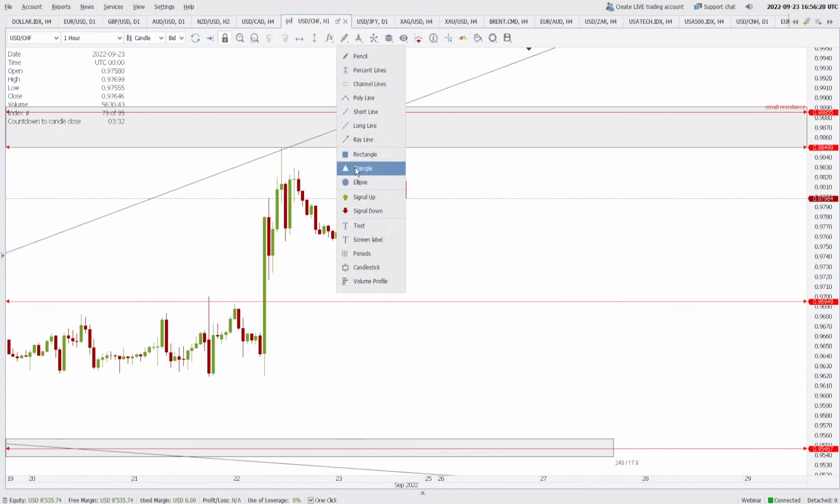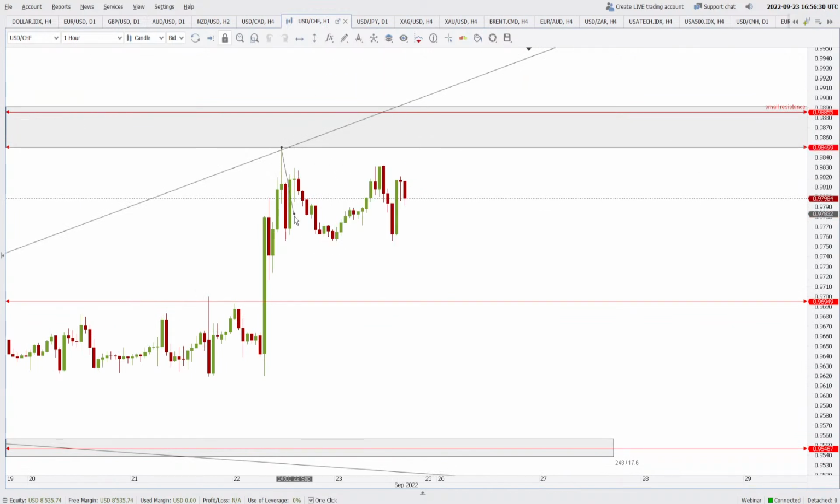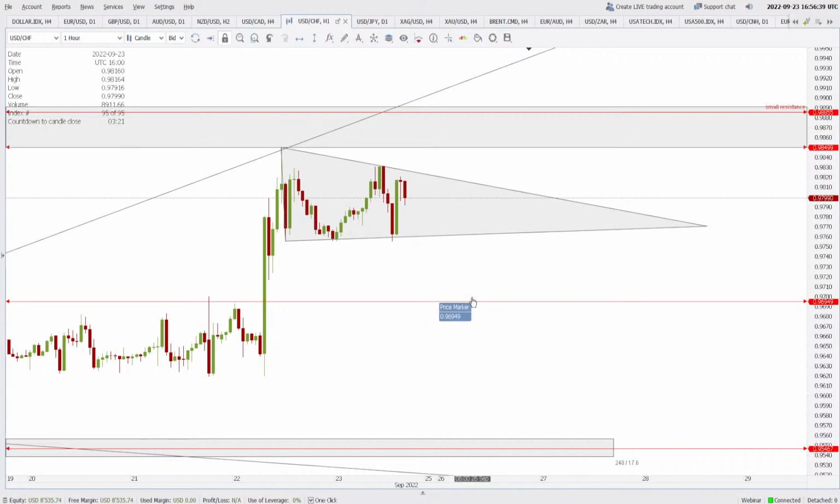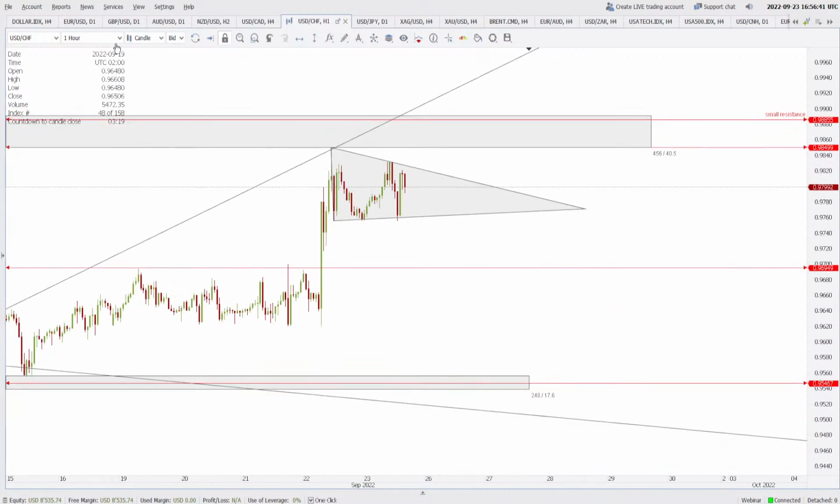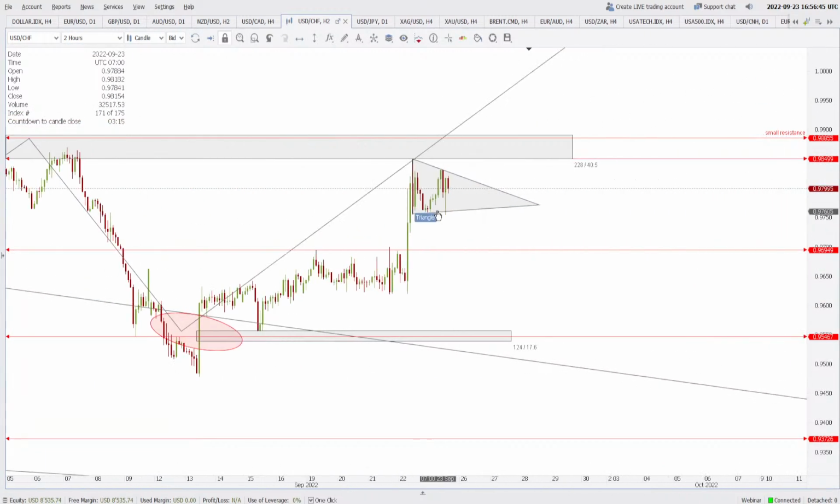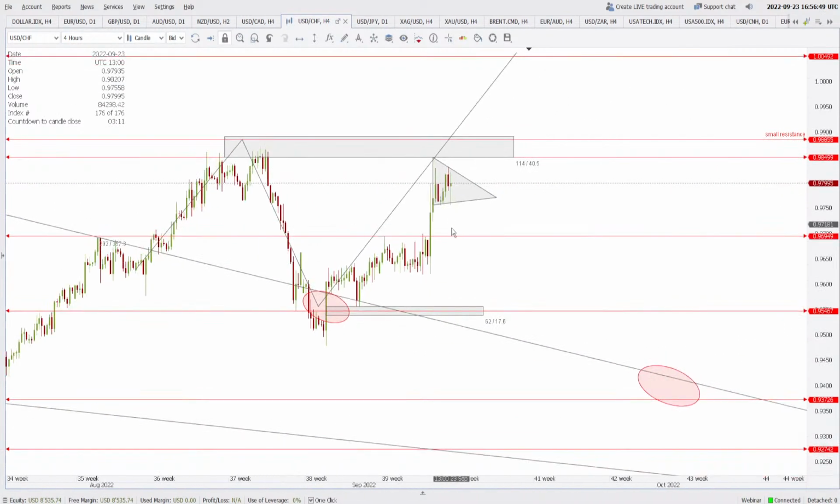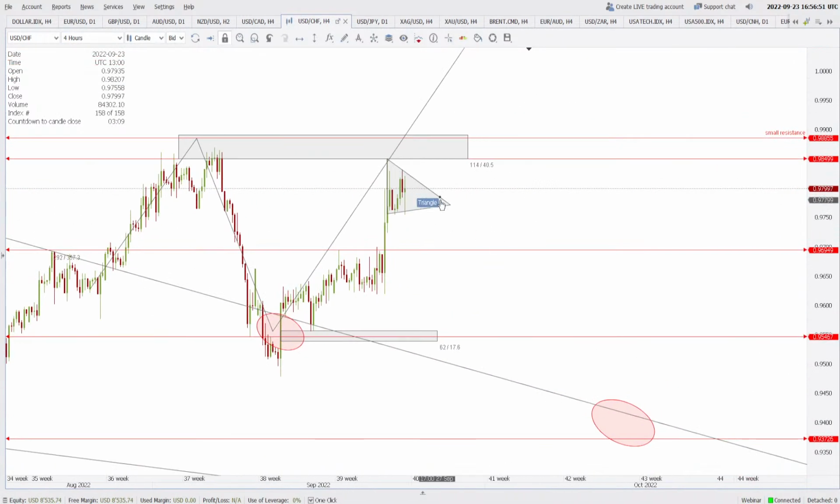Now if there is a symmetrical triangle, let's just make that triangle. Do you see this triangle here? So this is what is forming. I have switched on 1 hour, that's why it may be very small, because it has just started forming, and you will see over the period of time this symmetrical triangle will end up somewhere, maybe to the downside, maybe to the upside.